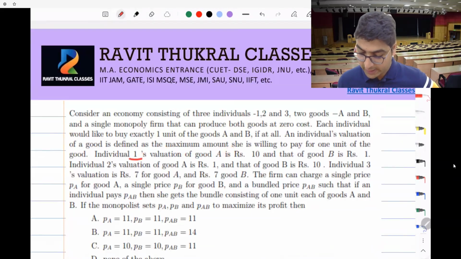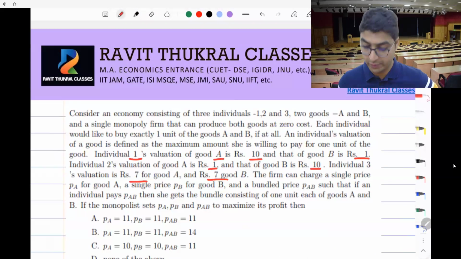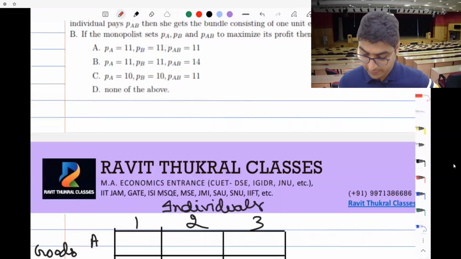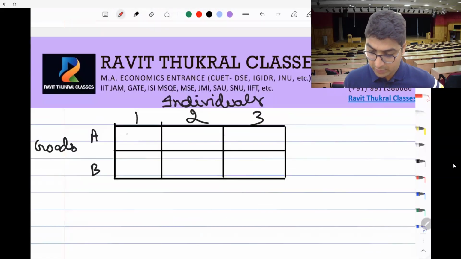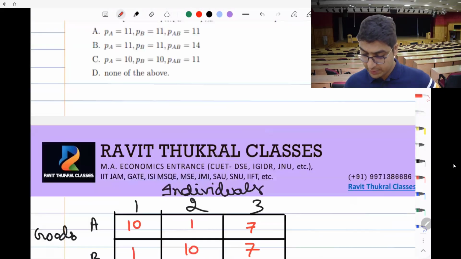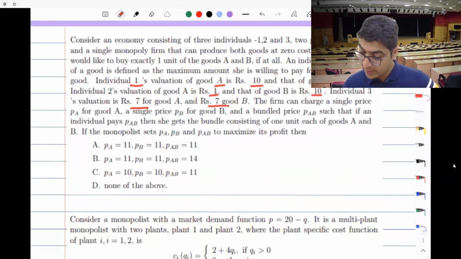Individual 1 के लिए it is 10 for good A and 1 for good B, and individual 2 के लिए it is 1 for good A, 10 for good B, और 3 के लिए it is 7 for good A and good B. Okay, so 10, 1, 1, 10, 7, 7. तो ए के लिए है 10, बी के लिए है 1, इंडिविजुअल 2 के लिए ए के लिए है 1, बी के लिए है 10, एंड 7, 7 here. Okay, so these are the valuations, the maximum willingness to pay.